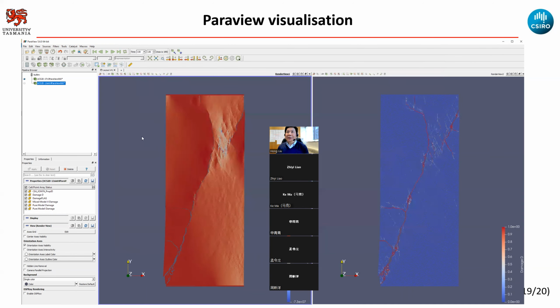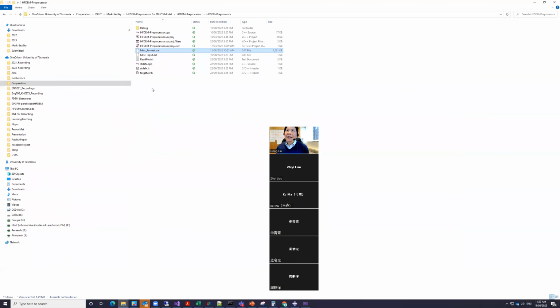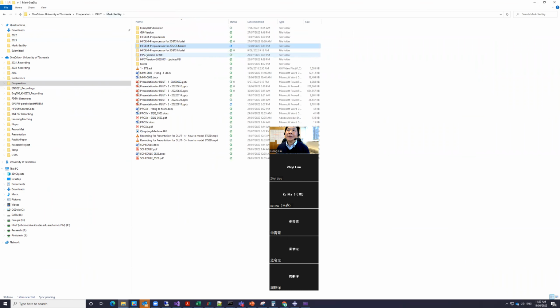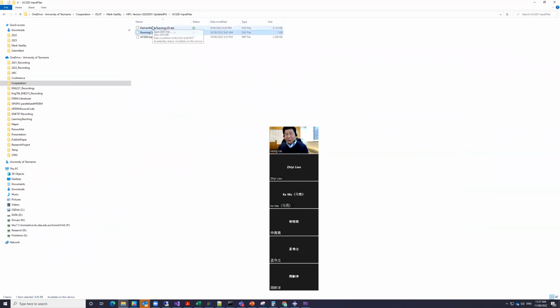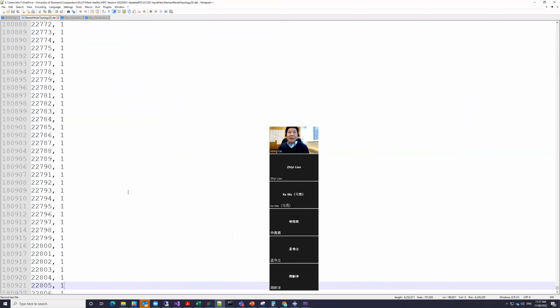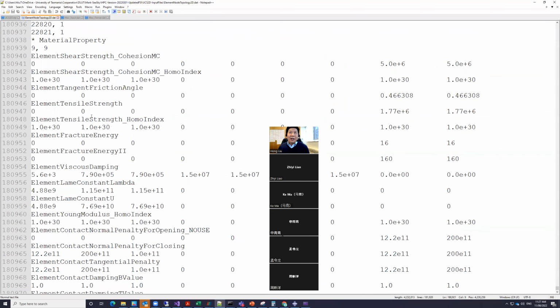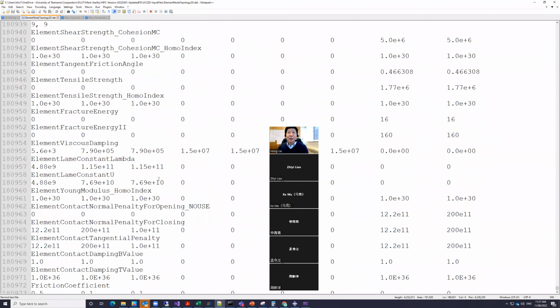Okay, so let me stop here. So you will have these 2 input files ready. What we focus on explaining today is this part, which I put into the PowerPoint presentation. This is how you give the input parameters.